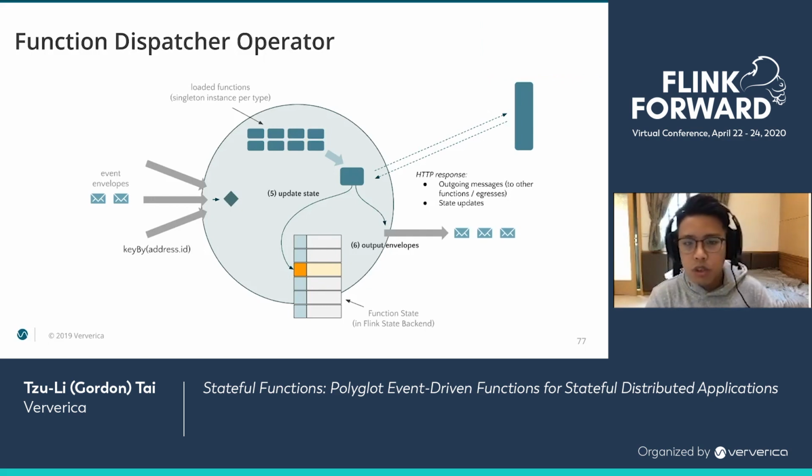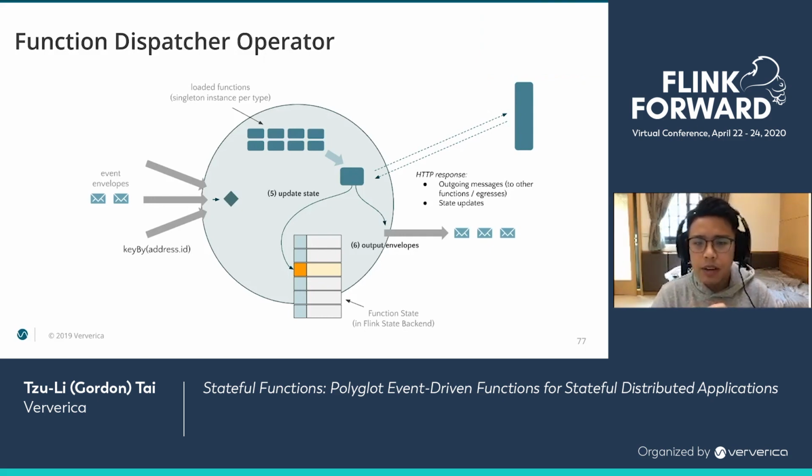Now, on receiving this response, the dispatcher operator accordingly updates the corresponding row in the Flink state backend and sends outgoing messages to the output mailbox, which then, as we've previously seen, gets routed to a feedback operator and eventually dispatched to its target function. One thing to understand is that this state update operation and emitting events is handled as an atomic operation in Flink.